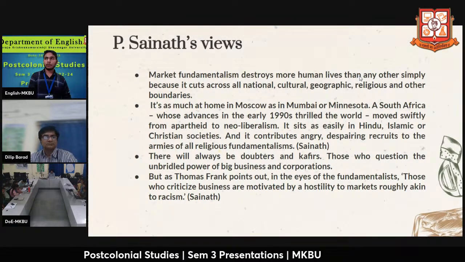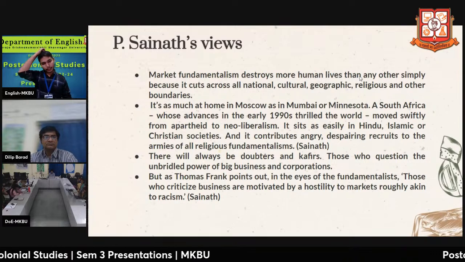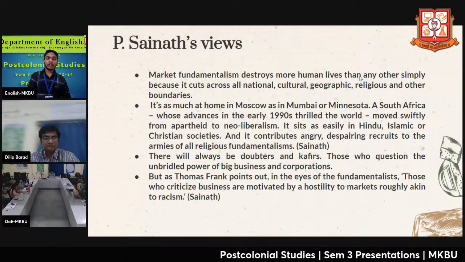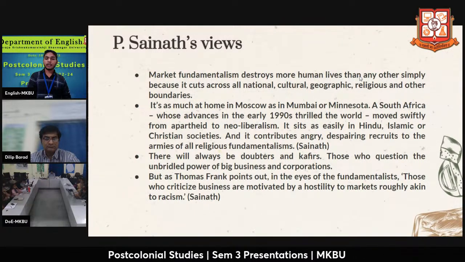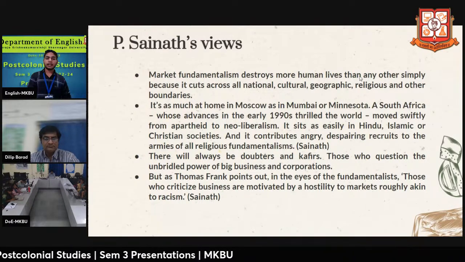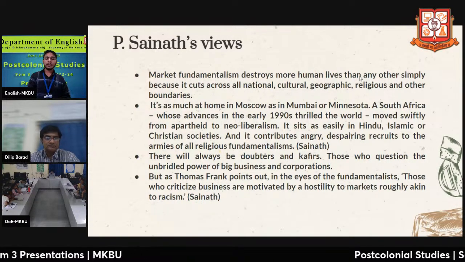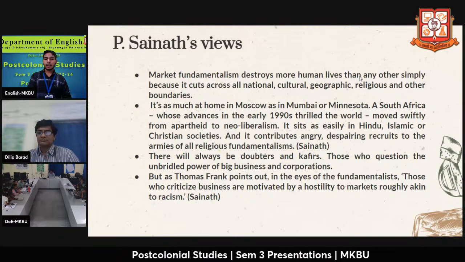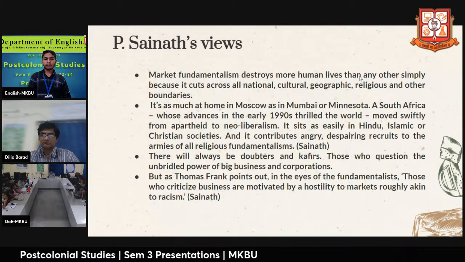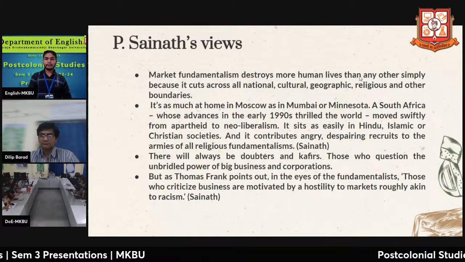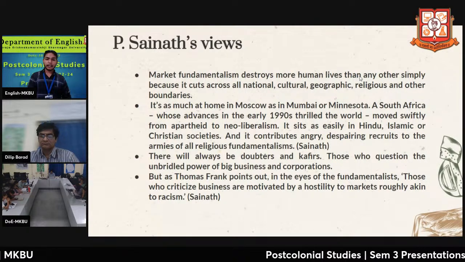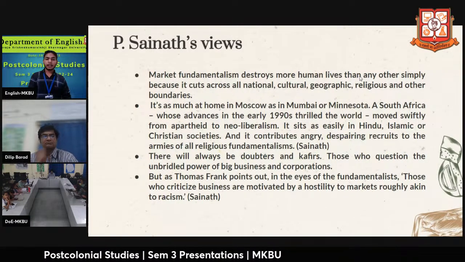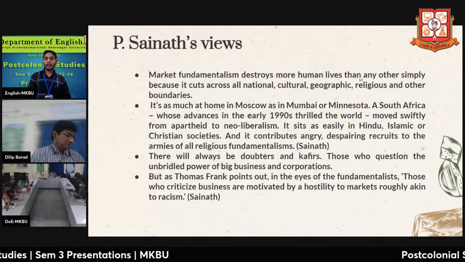P. Sainath's view on market fundamentalism. Market fundamentalism destroys more human lives than any other, simply because it cuts across all national, cultural, geographic, religious, and other boundaries. In market fundamentalism, the approach of the market is wider, crossing all boundaries of nation and religion, and it is available for all types of people, and that's how it rules the people. It's as much at home in Moscow as in Mumbai or Minnesota.